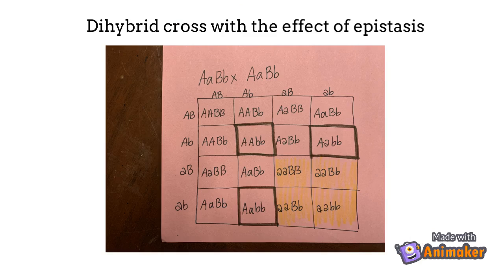Let's first begin by looking at a dihybrid cross example. 9 black Labradors are produced, 3 brown Labradors, and 4 yellow. But let's take note that the yellow Labradors produced are combined from 3 different genotypes: little a little a, big B big B; little a little a, big B little b; and little a little a, little b little b.